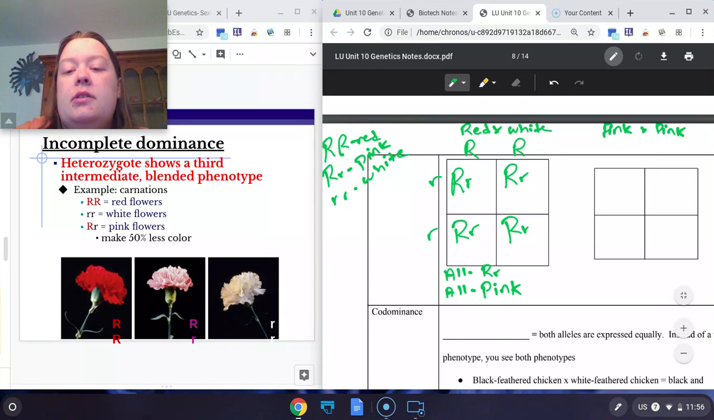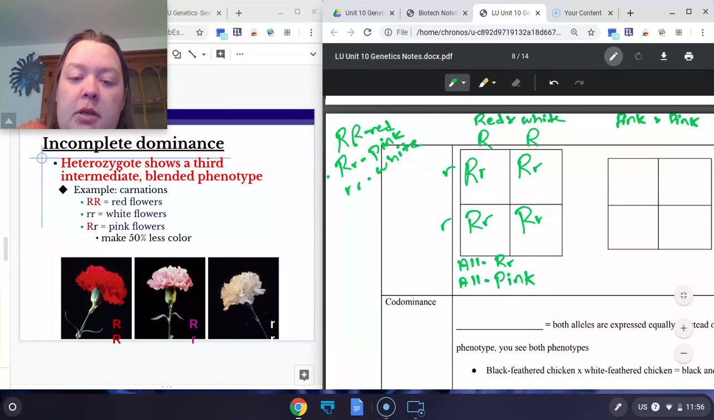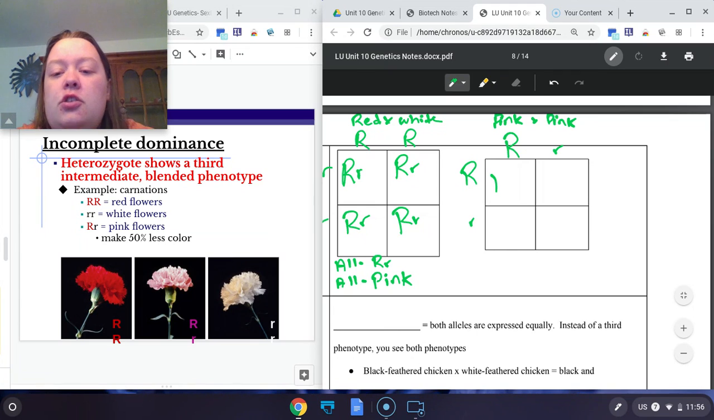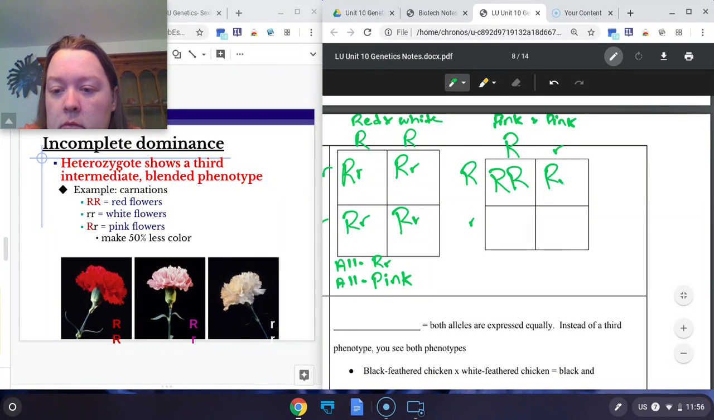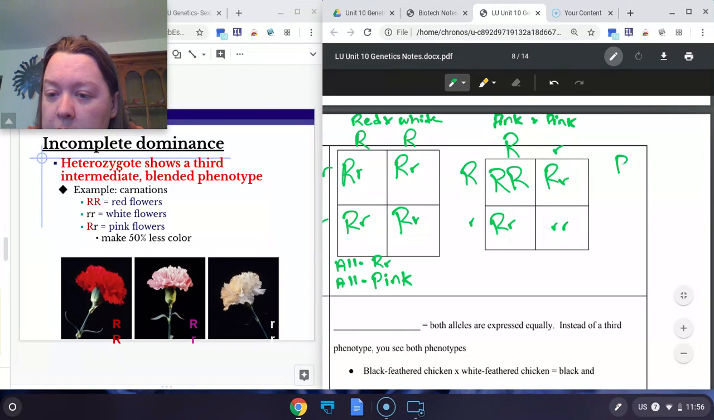All right, so now I'm going to do the same type of cross, except this time I'm going to look at two pink flowers. So over here, I know that pink is big R, little r. So parent 1 is pink, big R, little r. Parent 2 is pink, which is also big R, little r. And I'm going to fill in this cross. Now I'm going to look at the genotypes and phenotypes. So how many big R's do I have? I have 1, and I know that big R is going to be red. How many big R, little r's do I have? I have 2, and I know that that's going to be pink.